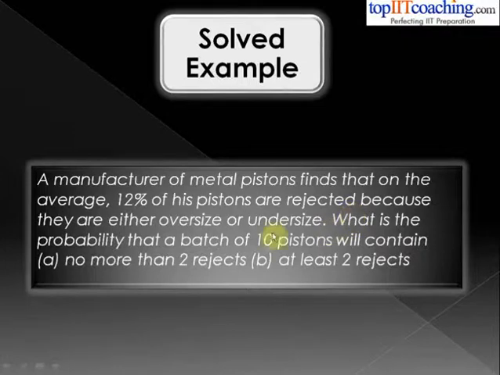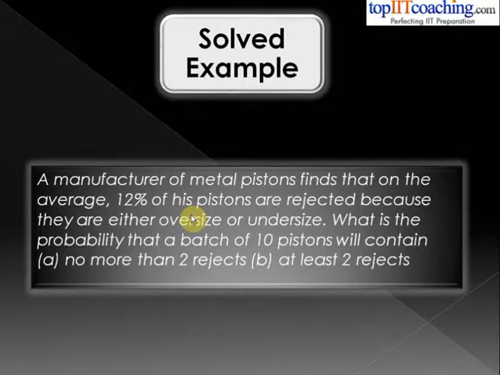What is the probability that a batch of 10 pistons will contain, option A, no more than 2 rejects, and the second part, at least 2 rejects. So in this problem it has been given that a manufacturer finds that on an average 12% of his pistons are rejected. This is because either they are oversized or undersized.